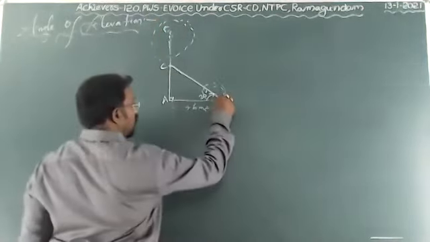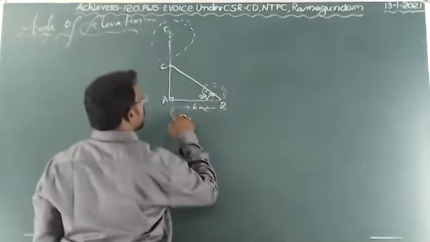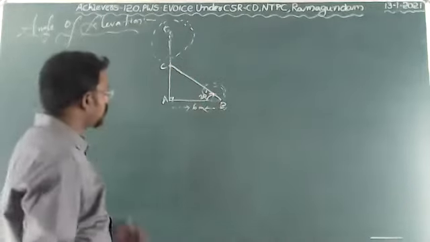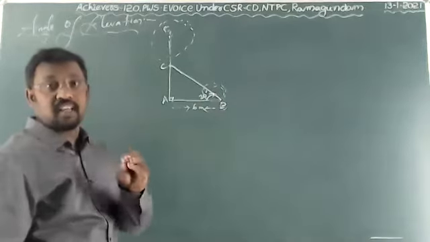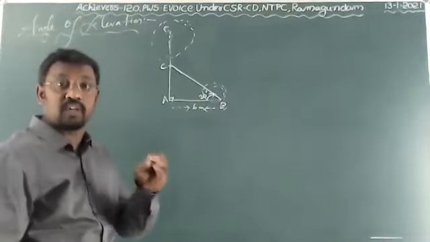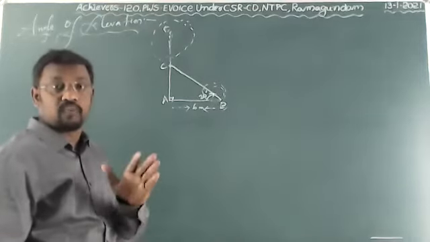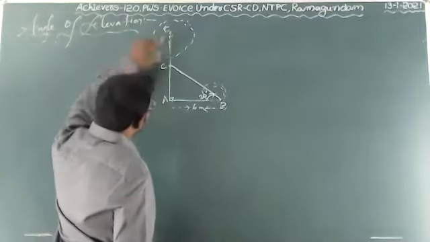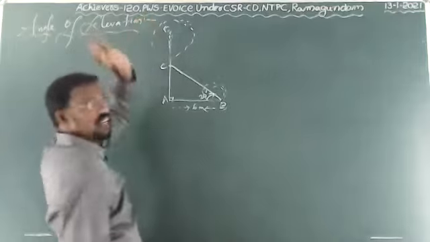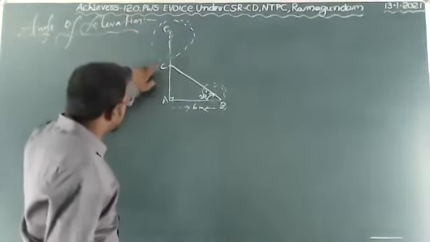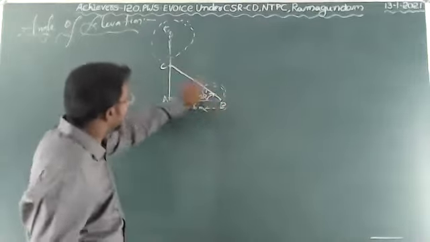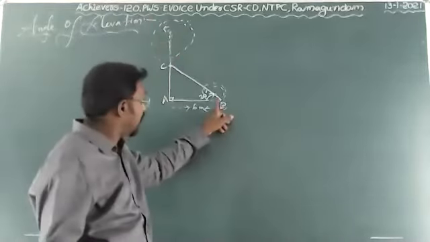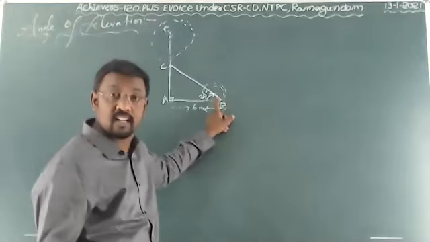This is B, and you have 6 meters. The angle of elevation given is 30. Now we have to find the height of the tree before it broke, otherwise before falling down. The actual height is what? AB, nothing but AC plus CB, we have to find. Simple. We want the angle to find this one. The angle has been given as 30 degrees.